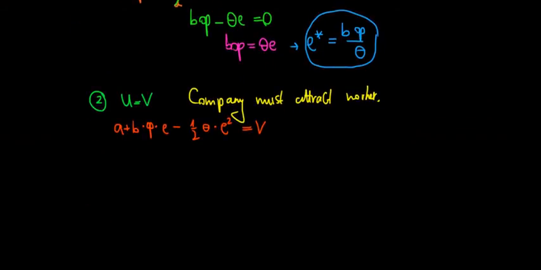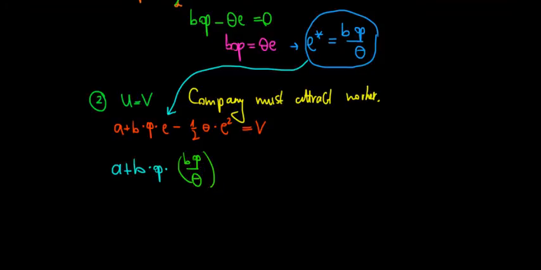Now, instead of the effort level, we're going to substitute the optimal effort, right? We want to see what that's going to be. So we will have a plus b times theta times, what is the effort level that we found? That's b times theta over theta, minus the cost of effort, minus 1 over 2 multiplied with theta multiplied with the effort to the power of 2. So that's b theta over theta to the power of 2 equals to the alternative utility v.